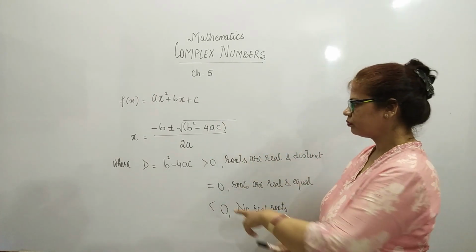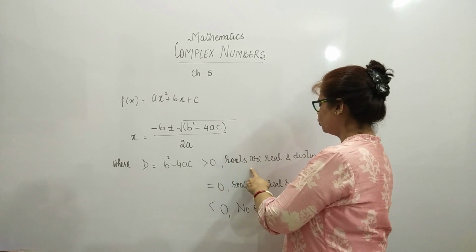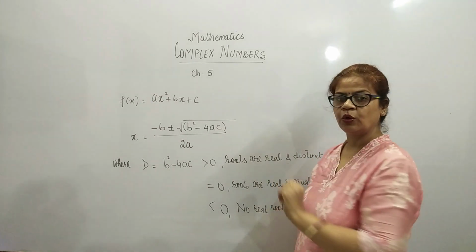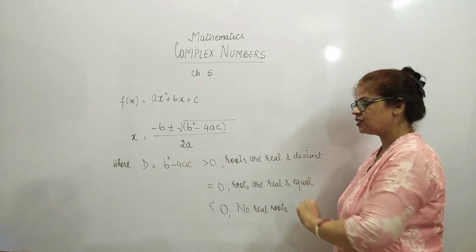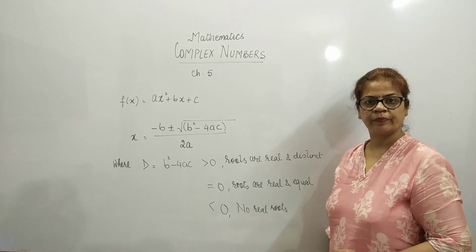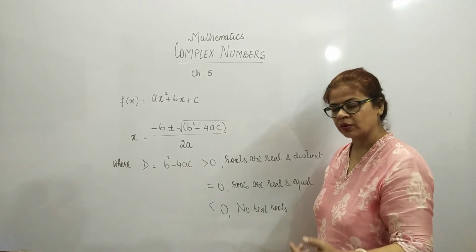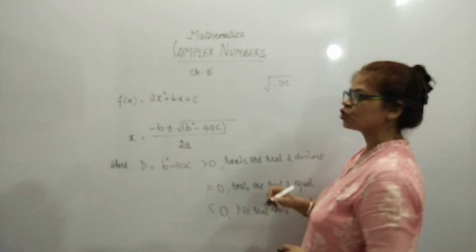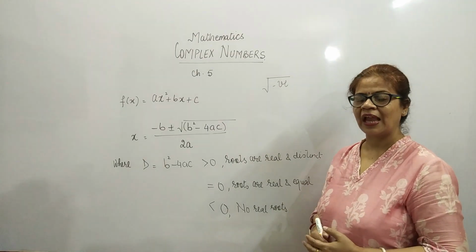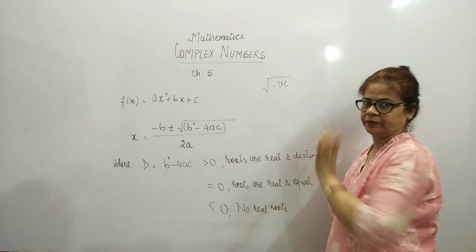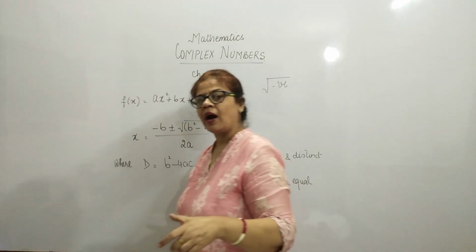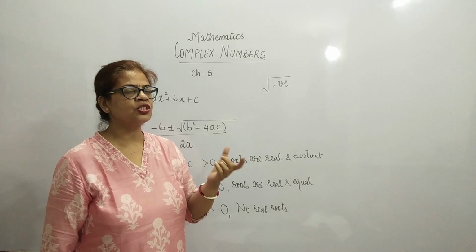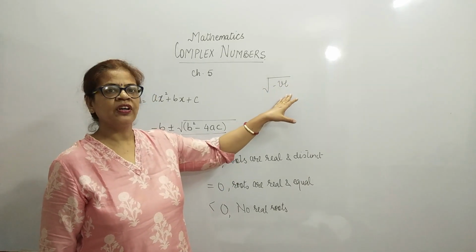You know very well when the discriminant is greater than 0, roots are real and distinct. When the discriminant is equal to 0, roots are real and equal. And when the discriminant is less than 0, then we say no real roots. What does it mean? Why so? Because when a negative quantity comes under the sign of square root, then we taught you in class 10th that we cannot determine it. So today we are going to study this particular topic, that how we can solve the square root of a negative quantity.